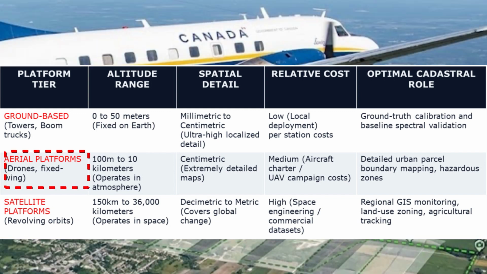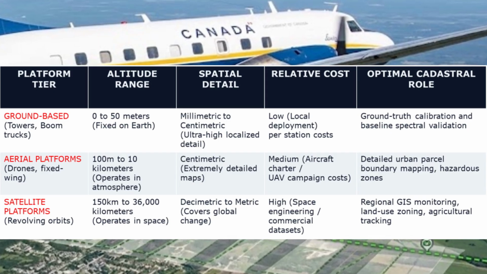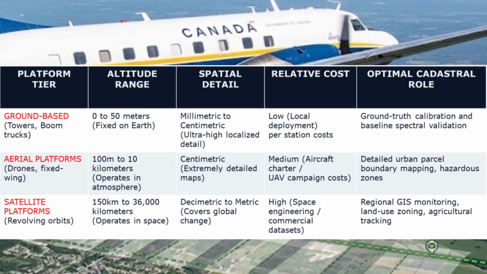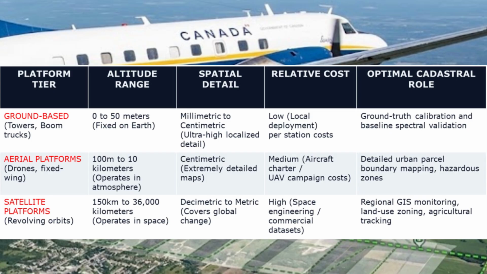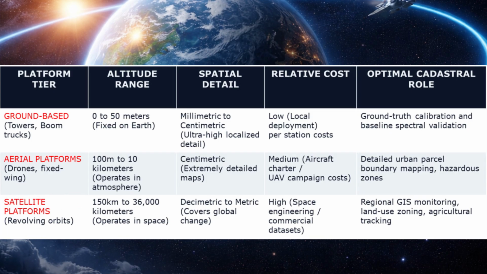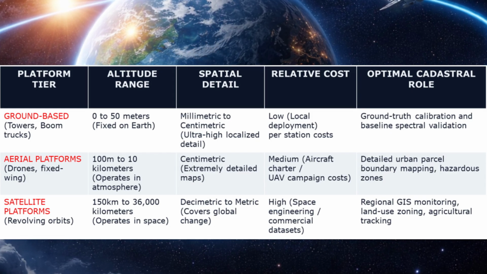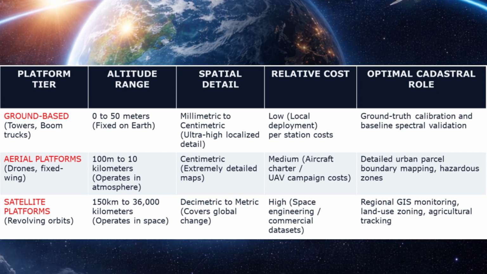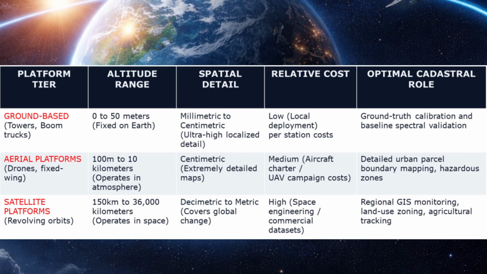In the middle, aerial platforms operate in the atmosphere, delivering centimetric detail, with drone imagery ideal for mapping contested urban property lines. And finally, the satellite platforms operate in space, delivering decimetric to metric resolution. Also, space missions are high cost and complex. They are reliable for regional GIS monitoring and nationwide parcel zoning.